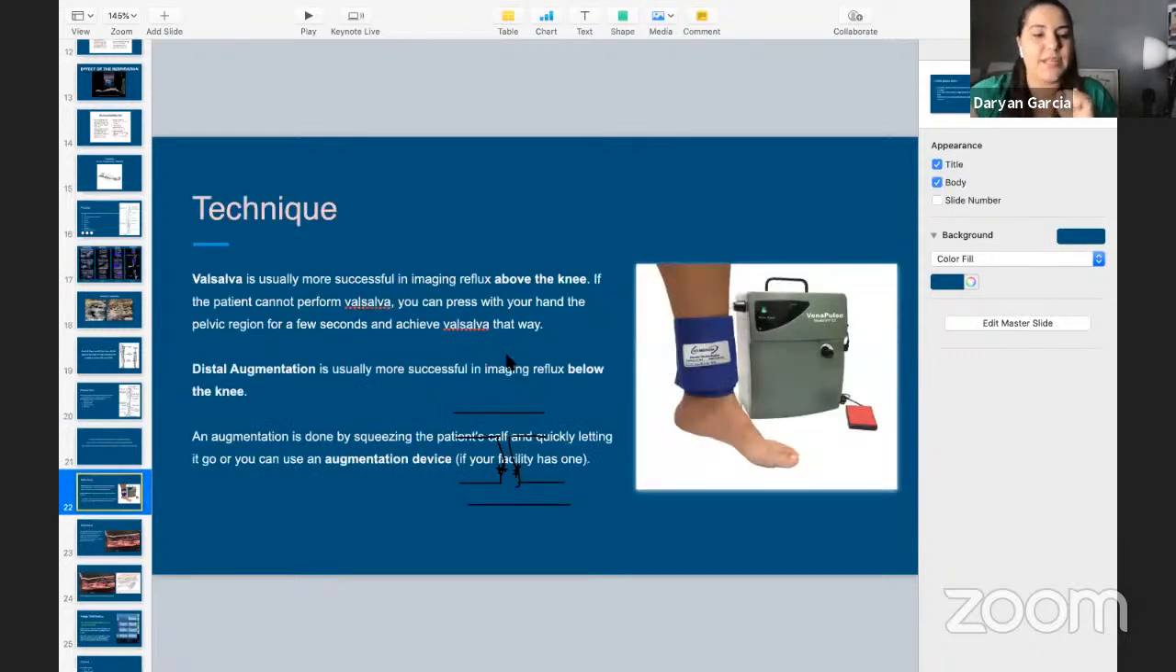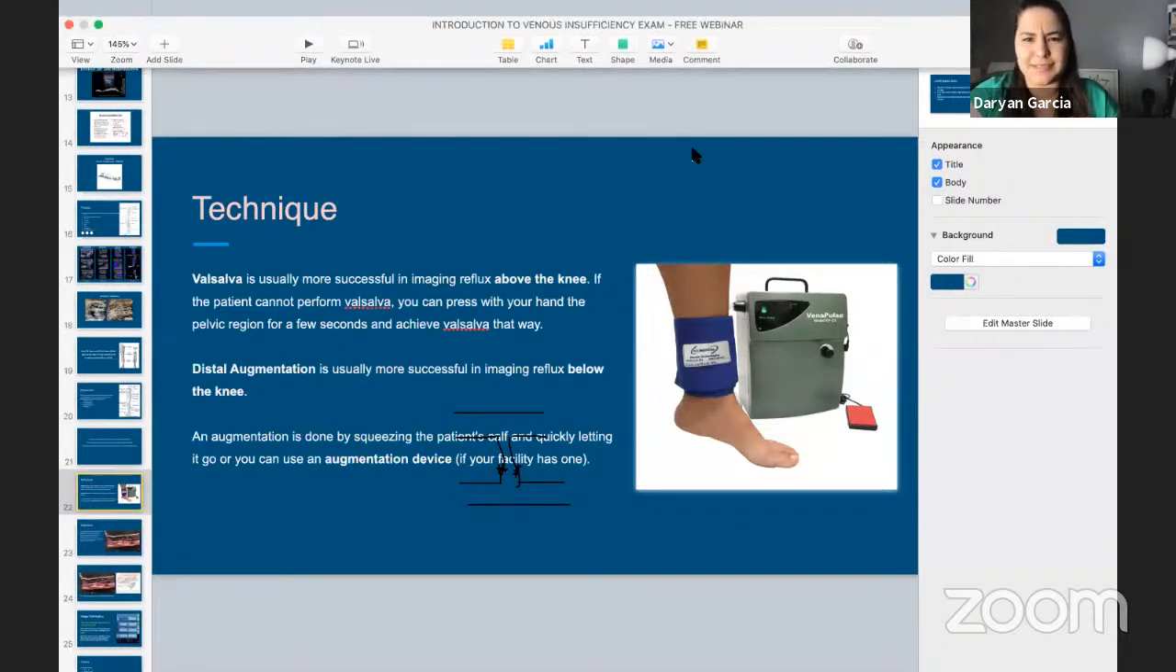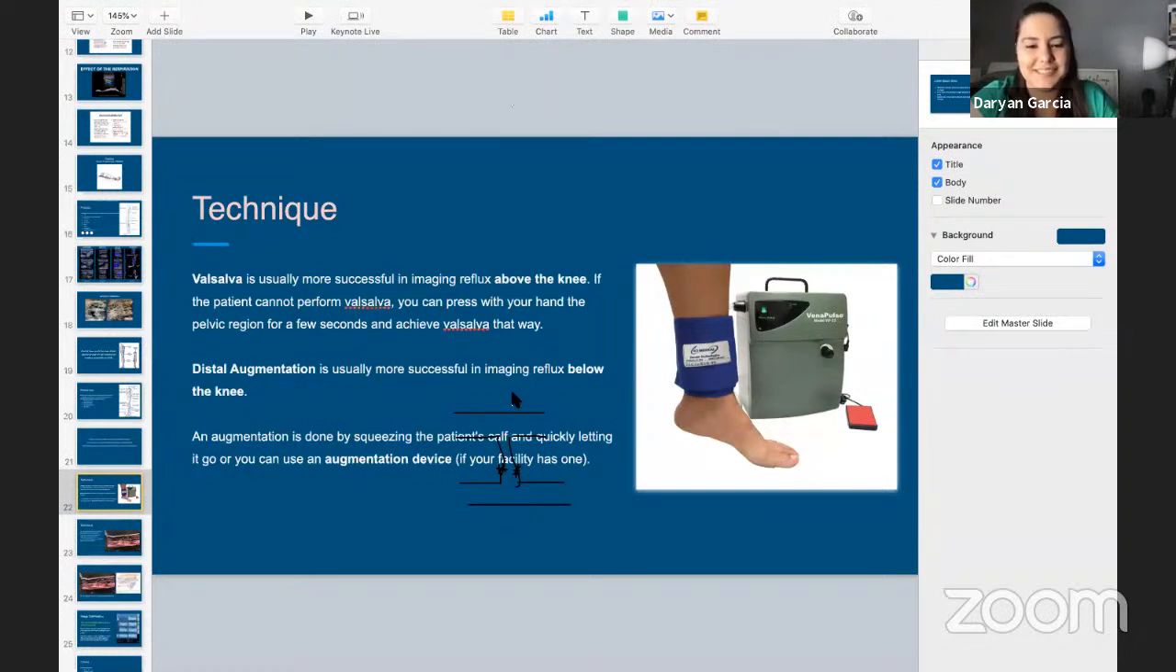All right, so Valsalva is usually more efficient for anything above the knee. So if you're evaluating the GSV in the thigh area, then you're going to use Valsalva. Anything below the knee, then you're going to do augmentations. Okay, it's just more efficient as it is more proximal. So let me just delete this real quick.